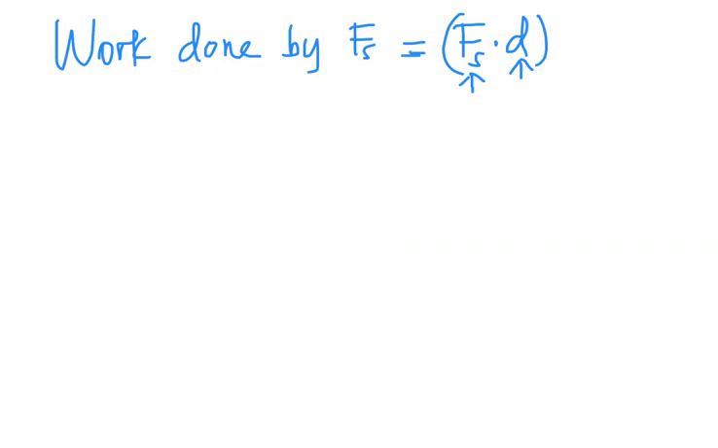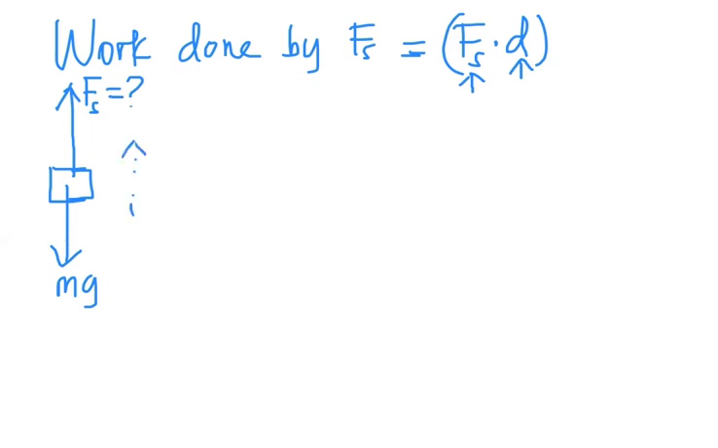Now, to find the support force, I have to be very careful because this thing is accelerating. A force diagram will help me. This is the mg and this is the support force, and we don't know how much that is. It's not equal to mg because this is accelerating. If it's accelerating, it means that the support force is larger than the gravitational pull. So I cannot conclude that Fs is equal to mg.